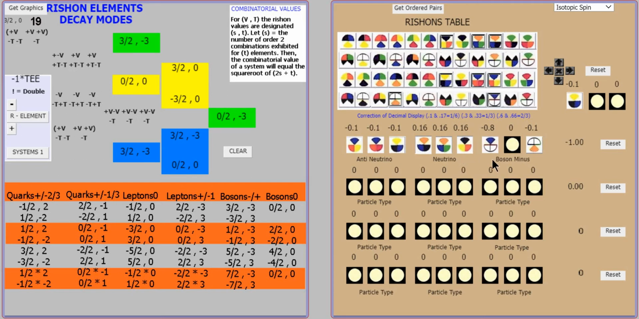Now, the boson minus represented here and as an ordered pair here combined with the muon neutrino assembly will give you a muon assembly, so that we can see that one possible decay of the boson minus is the anti-muon neutrino and the muon neutrino, which you can see represented over here, the anti-muon neutrino and these two together, the boson minus with the neutrino, represents a muon assembly.